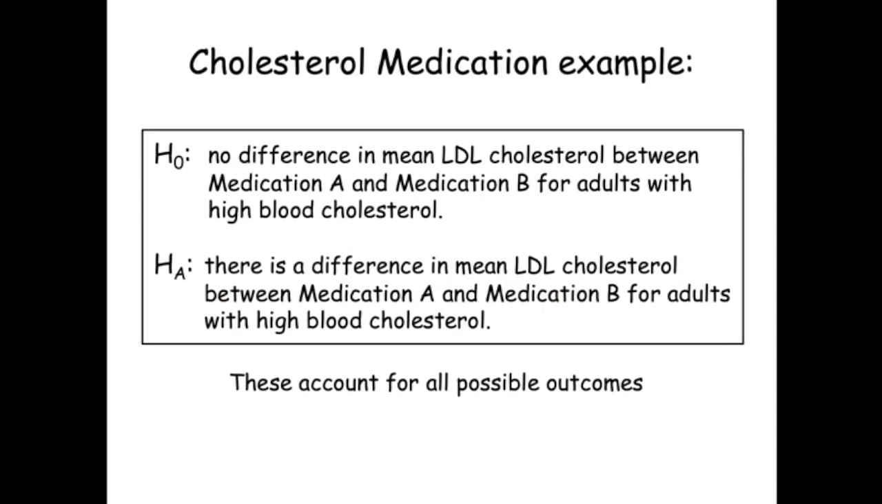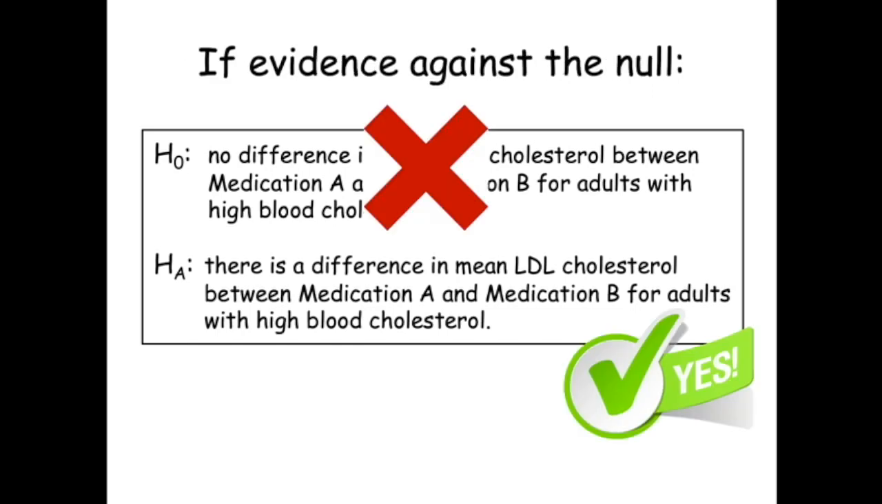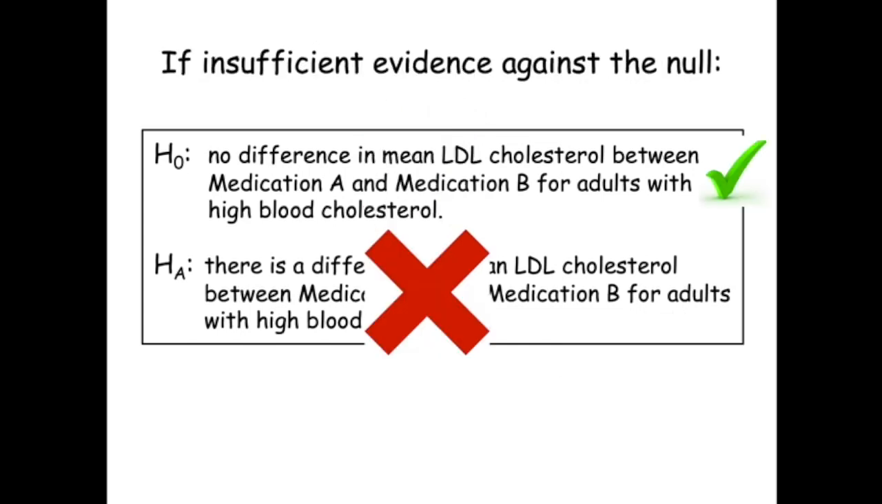The null and research hypotheses account for all possible study outcomes. If results provide evidence against the null hypothesis, then it simultaneously provides support for the research hypothesis. This makes researchers very happy. But if there is insufficient evidence against the null hypothesis, then it is retained, which means that the research hypothesis is not adopted, which generally makes researchers very sad.